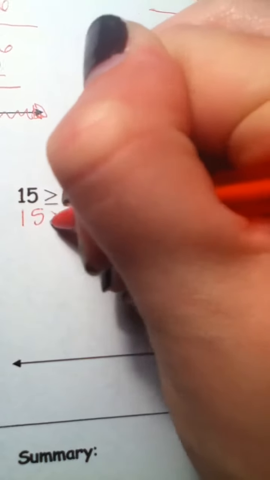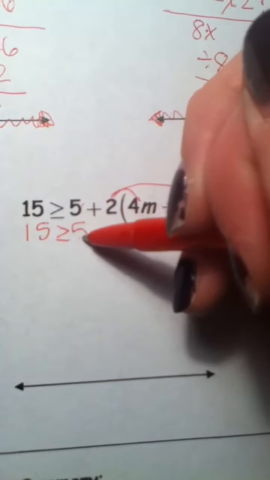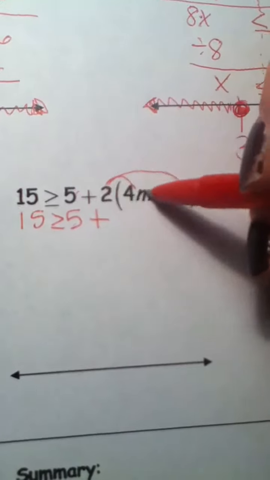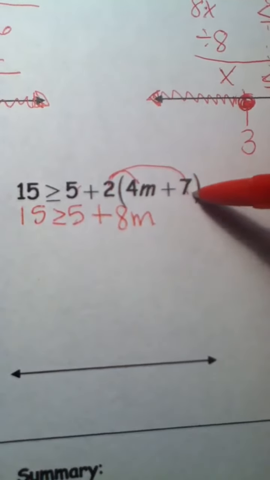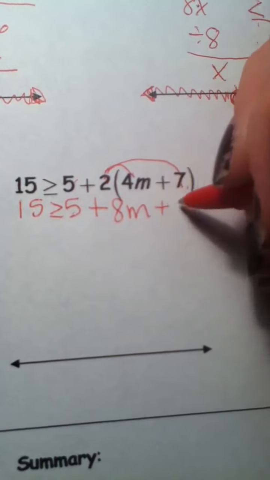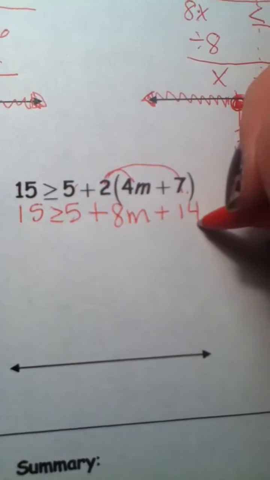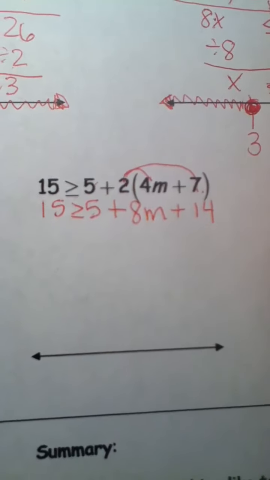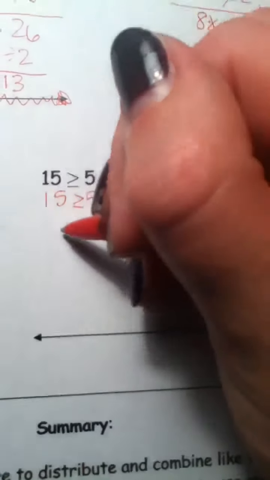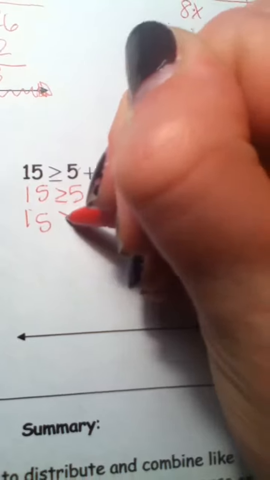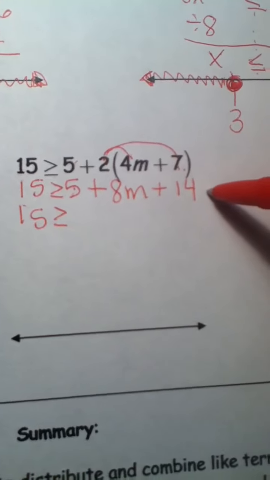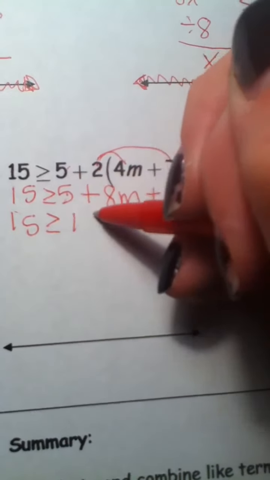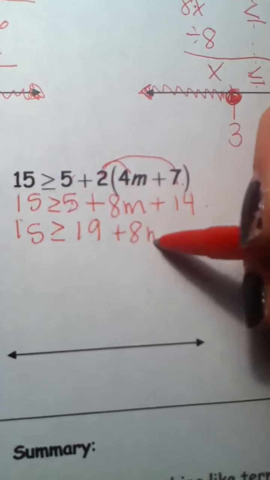So, keep this all the same. Here's my 5. Plus 2 times 4m, 8m. 2 times 7, 14. Okay. Combine like terms. Okay, so we've got 15 greater than or equal to 5 and 14 becomes 19 plus 8m. Okay.